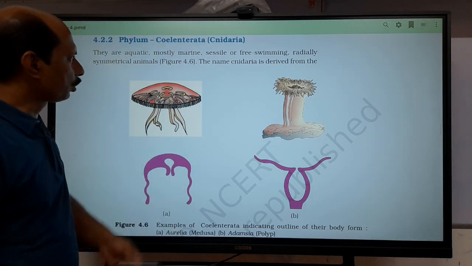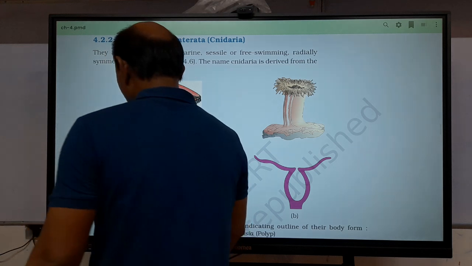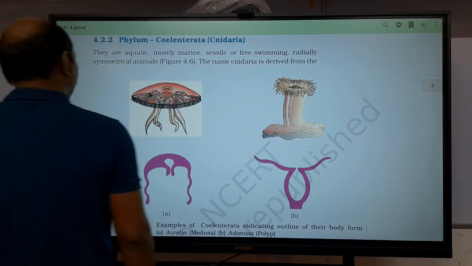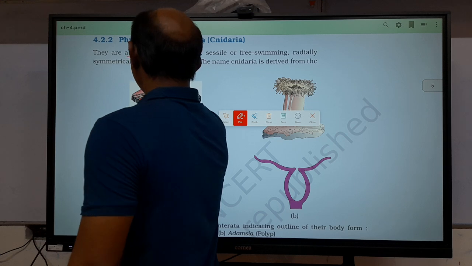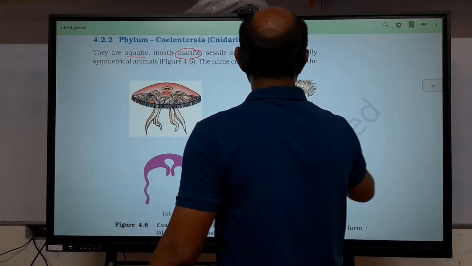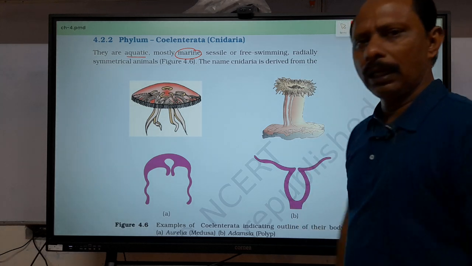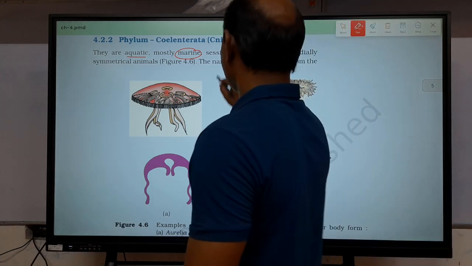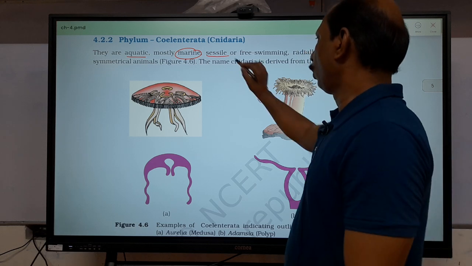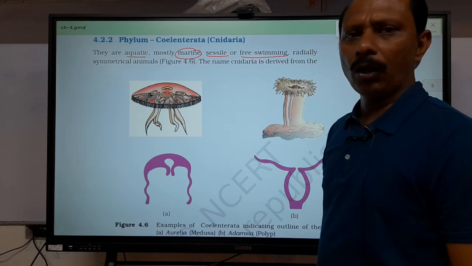They are aquatic, mostly marine. The first statement given here is that all these are aquatic, but mostly marine. Some are freshwater, like Hydra. Hydra is a freshwater coelenterate, right? They may be sessile, attached to the substratum and non-moving, or free swimming.